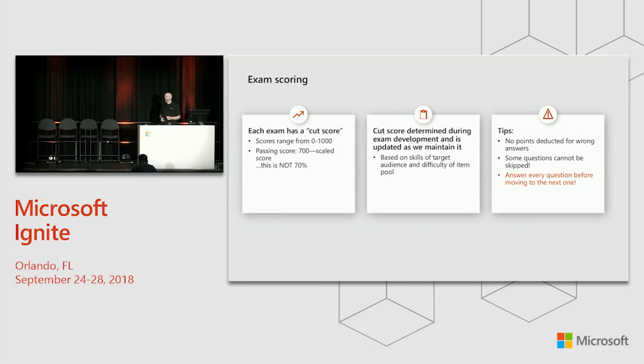Let's talk about exam scoring. All exams are standardized insofar as they are marked out of 1,000 points. And you're always required to get 700 points out of 1,000 in order to pass. That's the sort of passing score.